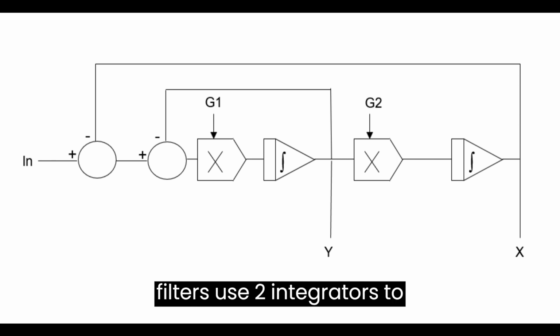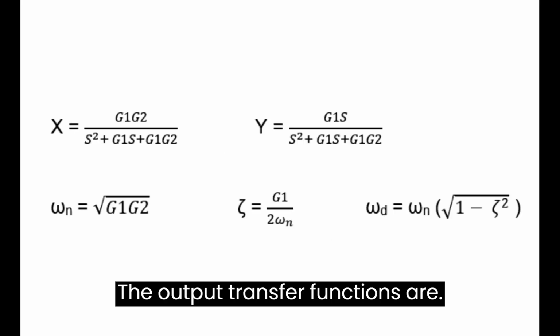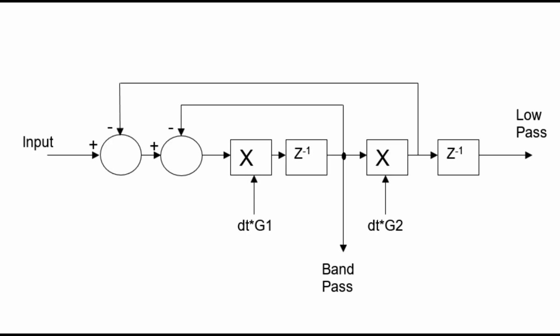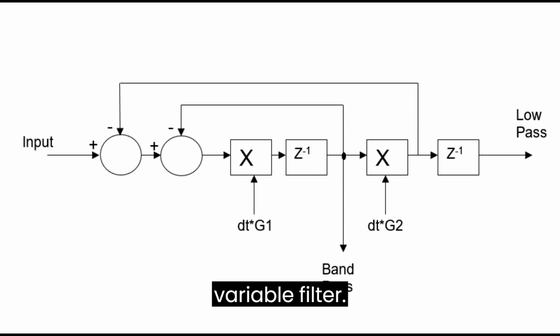State variable filters use 2 integrators to implement such a structure. X is a low-pass filter and Y is a band-pass filter. The output transfer functions are. Here is the discrete form of the state variable filter.